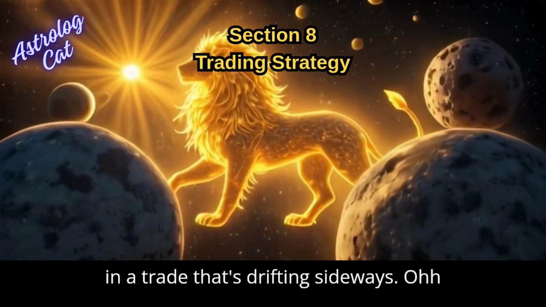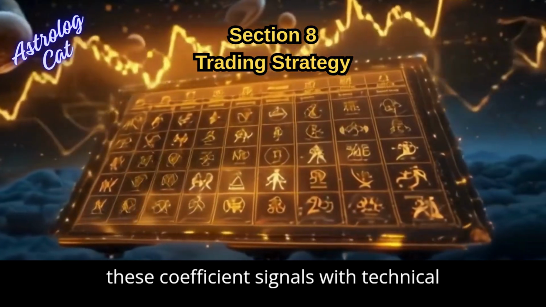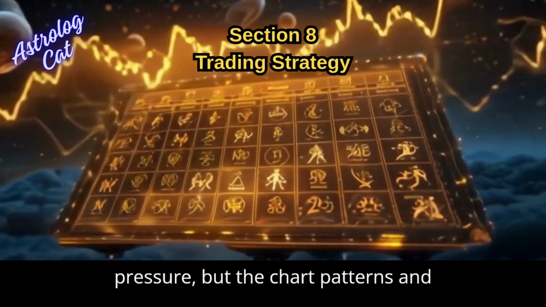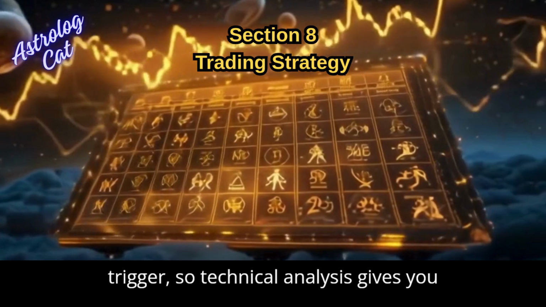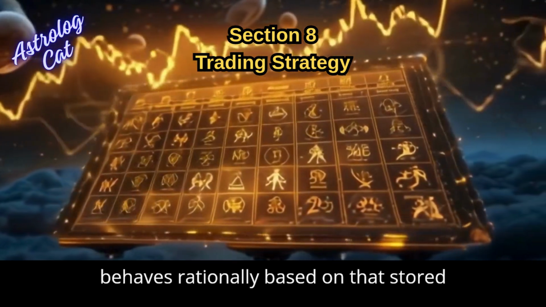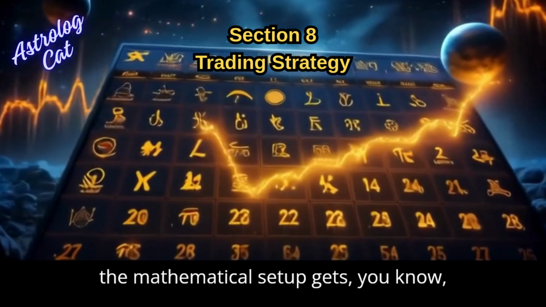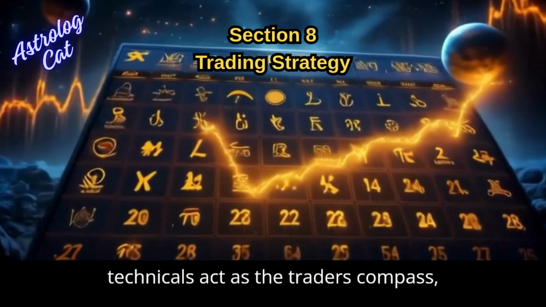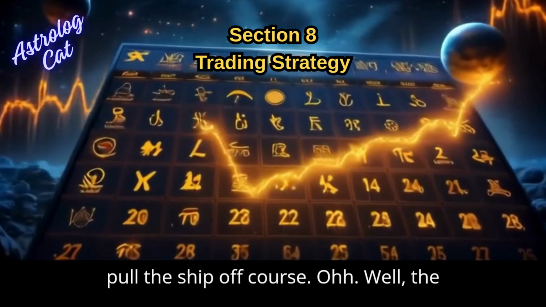I see. Yeah, that's why the source explicitly states you have to combine these coefficient signals with technical analysis. The coefficient quantifies the pressure, but the chart patterns and moving averages give you the actual trigger. So technical analysis gives you the exact timing, assuming the market behaves rationally based on that stored energy. Right. Okay, but what happens when the mathematical setup gets completely blindsided by the real world? Like, if the coefficients and the technicals act as the trader's compass, what are the wild currents that can still pull the ship off course?